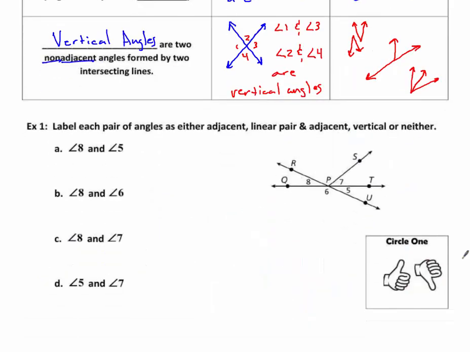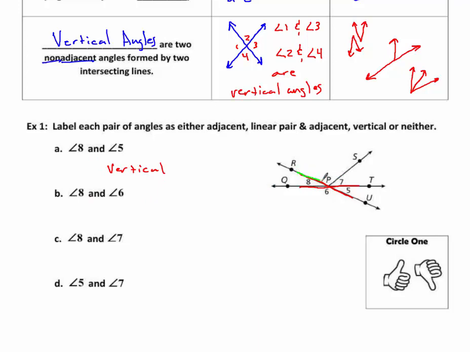All right, so real quickly, let's label each pair of angles as either adjacent, linear pair, vertical, or neither. So if we look at angle 8 and angle 5, well, you can see that angle 8 and angle 5 are formed by these two intersecting lines. They're not adjacent, so they are vertical.